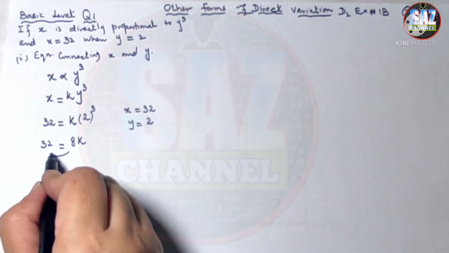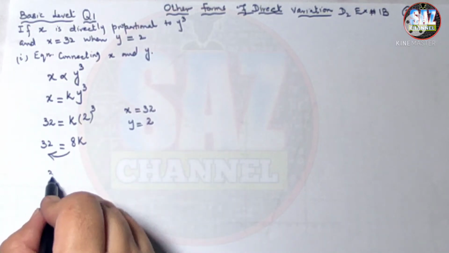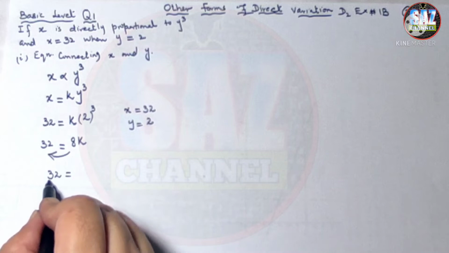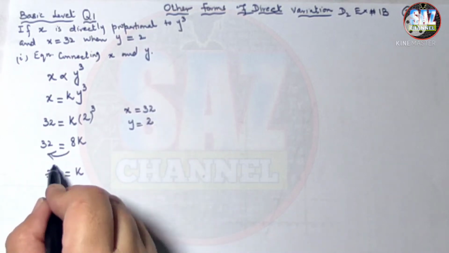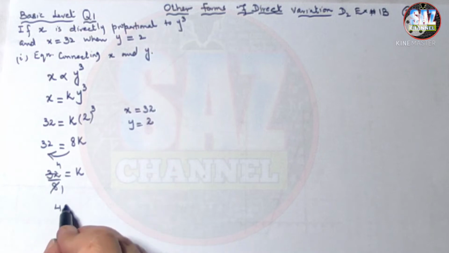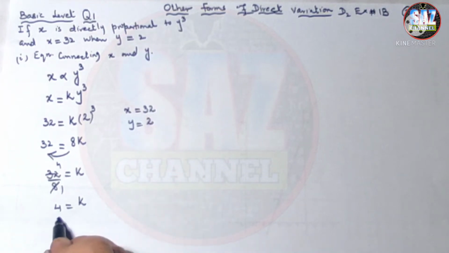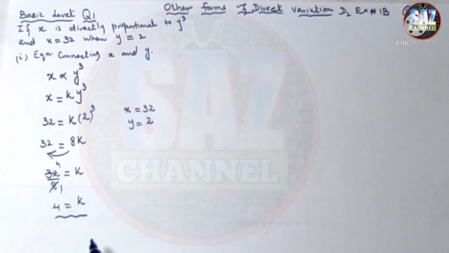And now shift 8 to the other side. 32 by 8 equals k. 8 1s are 8 and 8 4s are 32, and 4 equals k. So k, the constant of variation with us, is 4. So the equation connecting x and y can be x equals 4 times y cube.